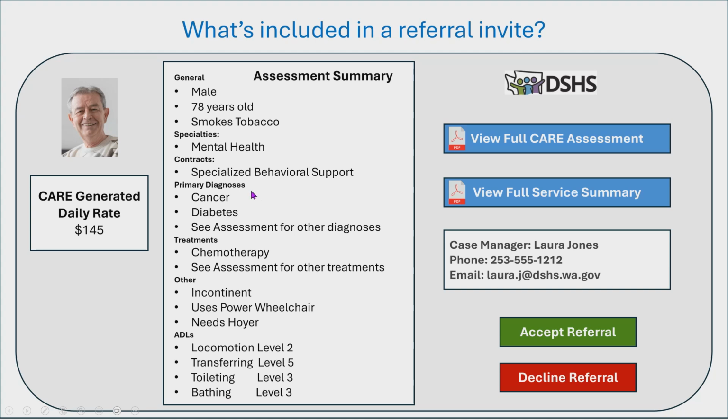It will also include one or two of his primary diagnoses and treatments. These will not be the full list of diagnoses or treatments, but you do have the full care assessment as a PDF that you'll be able to open and view, as well as the full service summary. The service summary will include detailed info about the care generated daily rate. The care generated daily rate will be included as part of the snapshot view. The rate is subject to change based on the county and state program availability, which could affect that rate.